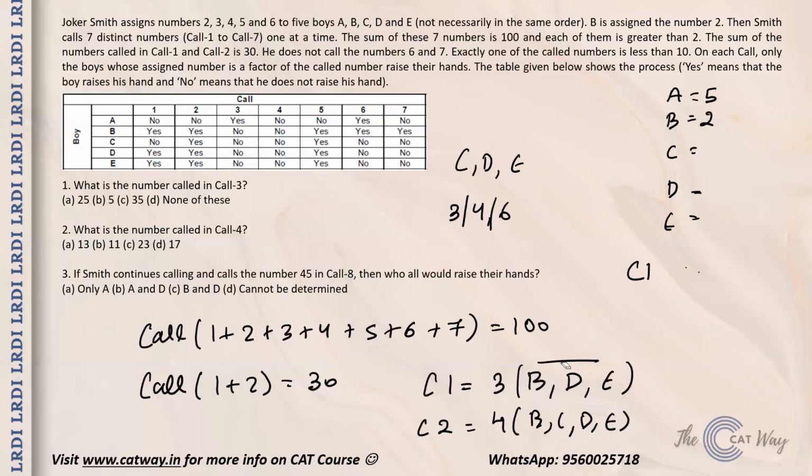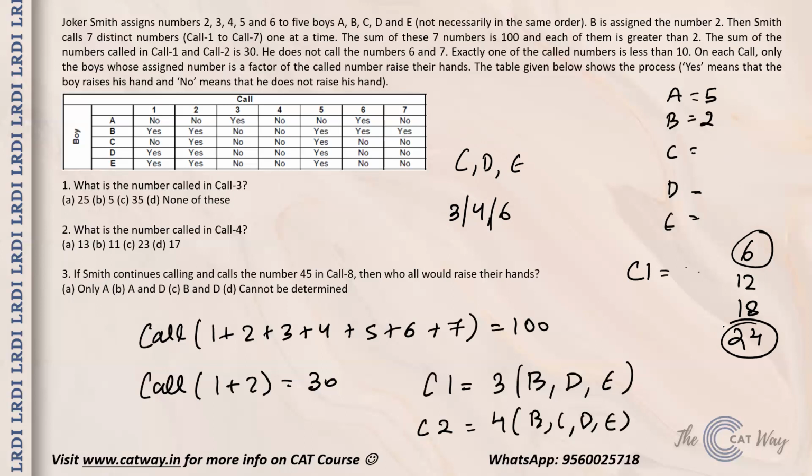Now they are definitely a multiple of 6. So what are the possibilities? They have the possibilities of 6, 12, 18, and 24. If any of the numbers is 6, then it will be 5 and 4 who will not be raising the hand, and in that case the other number would be 24. Whereas in that case, 2, 3, 4, and 6, all four of them are going to raise their hand.